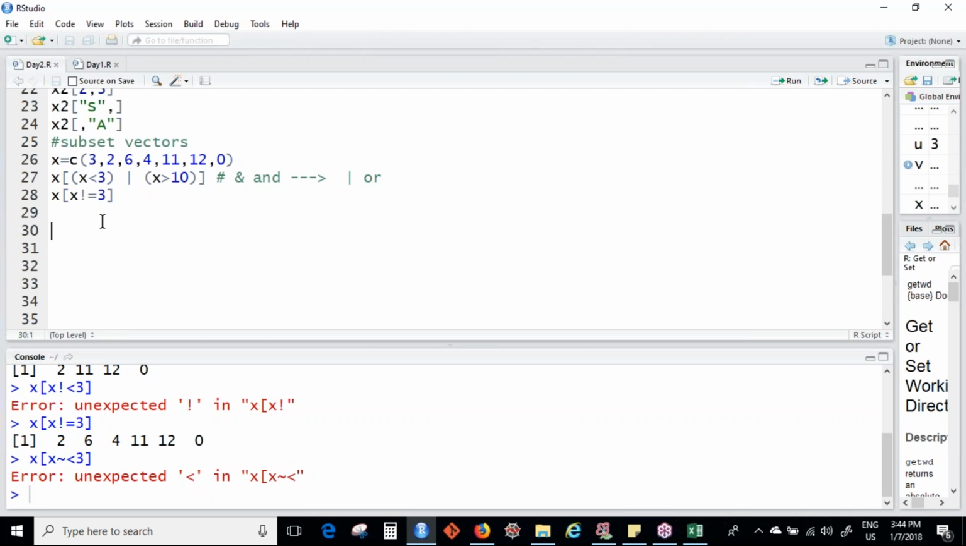Maybe that is why they have not included it, because giving not less than 3 doesn't make sense. You can instead use the greater than sign. So maybe that is why they haven't kept that available. That totally makes sense. Okay, so this is on the subsetting part, how you can subset vectors and everything.